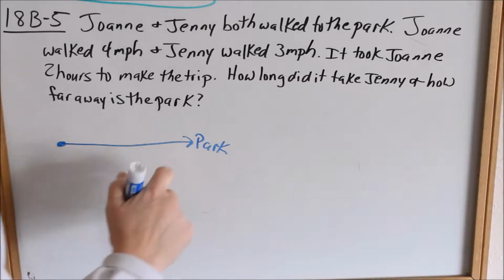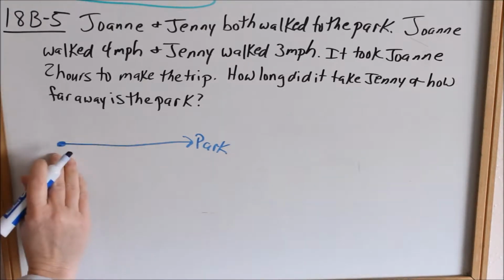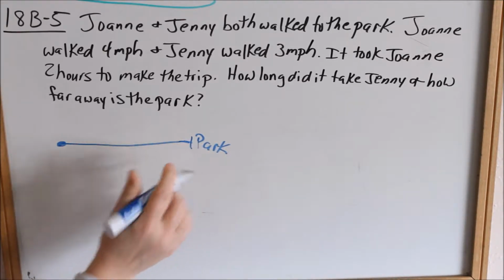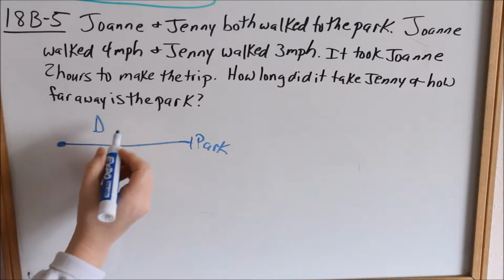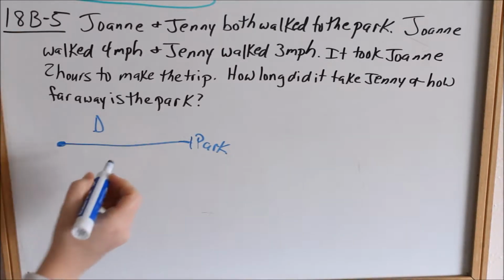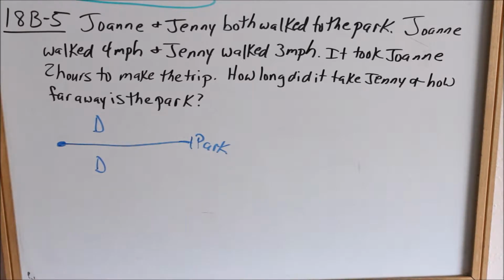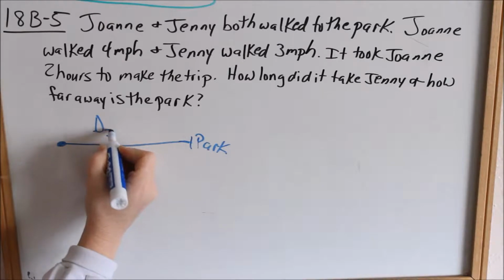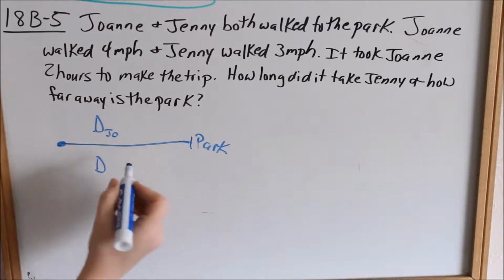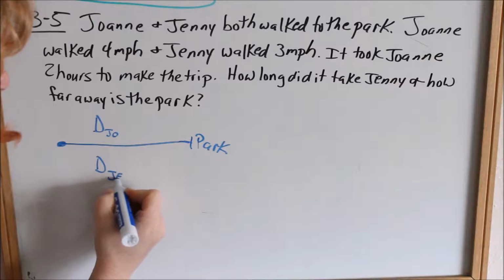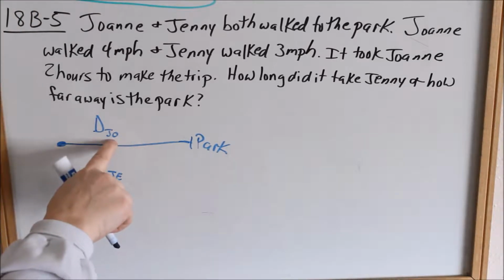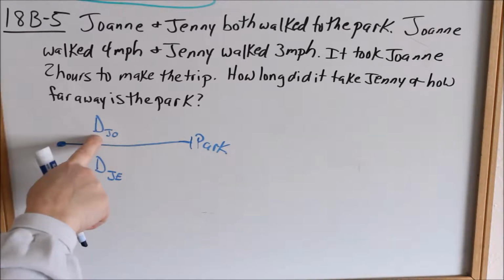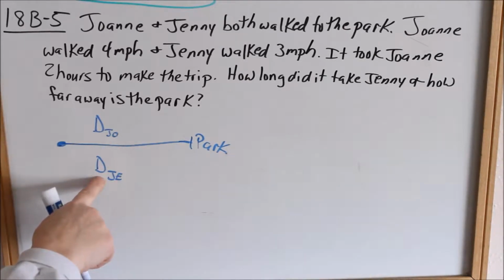So I'm going to use this diagram to draw this diagram. So this line represents the distance that Joanne went, and we need to use subscripts. You can either use 1 and 2, but that doesn't tell me which one is which. So I'm going to use a JO that represents Joanne's distance, and then I'm going to use JE to represent Jenny's distance. These are just subscripts. They're just labels. We don't use them to make calculations. This just says this is the distance Joanne went, this is the distance that Jenny went.